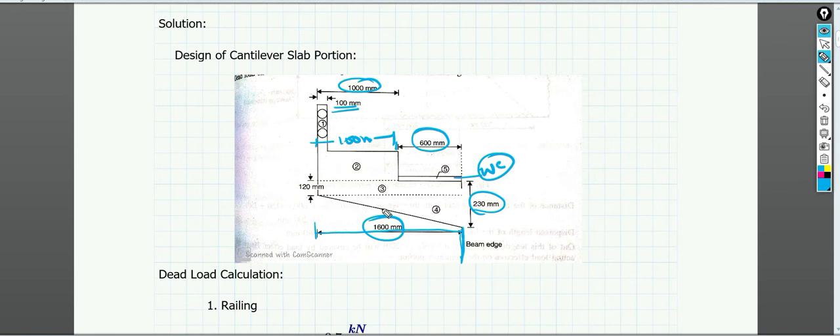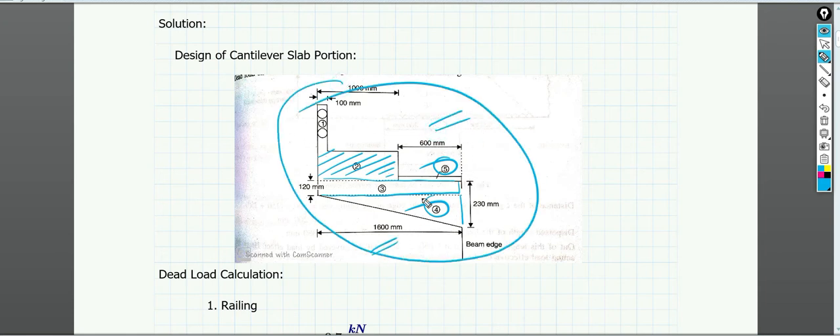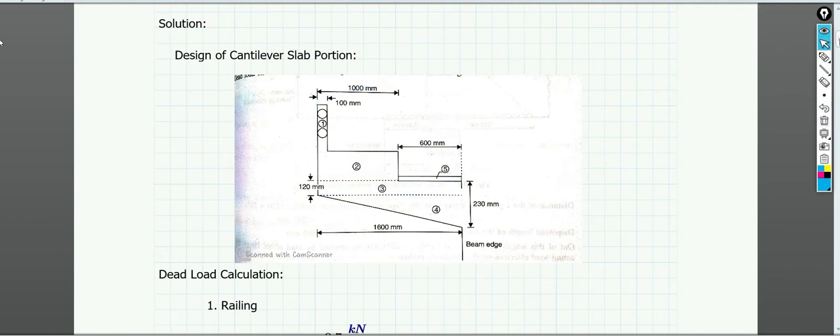Now you can see that if I want to find out the loading, let's just divide. Suppose this is the railing part, we mark it as 1, then this particular rectangular part is marked as 2, then this particular rectangular slab part is marked as 3, this triangular portion is marked as 4, and the wearing coat is marked as 5. Okay, so please remember this. If you have understood, we can go for the load calculation.